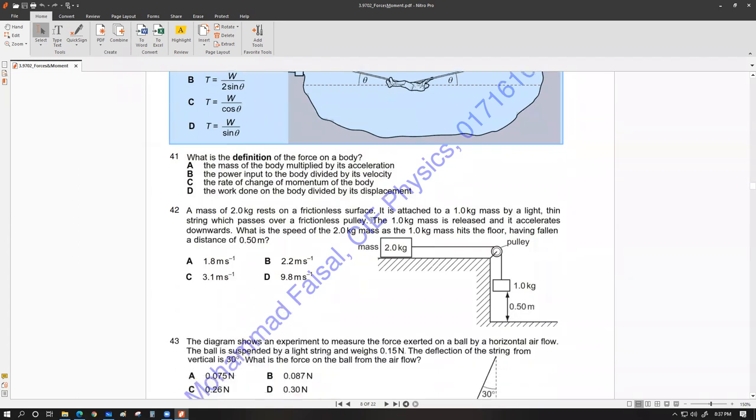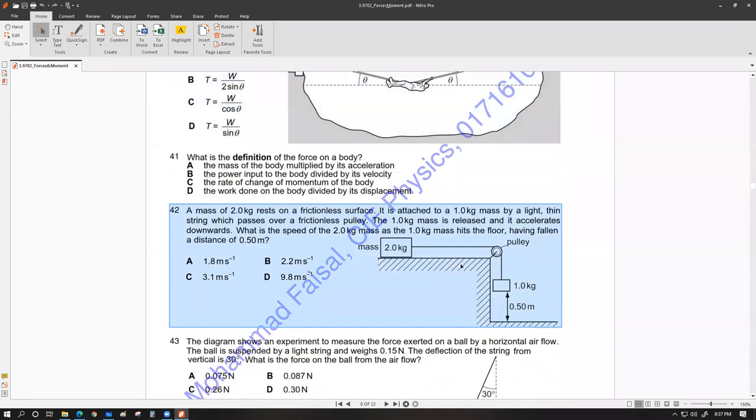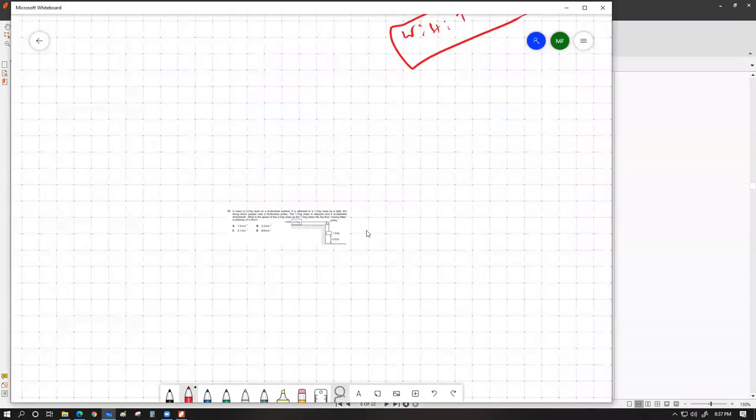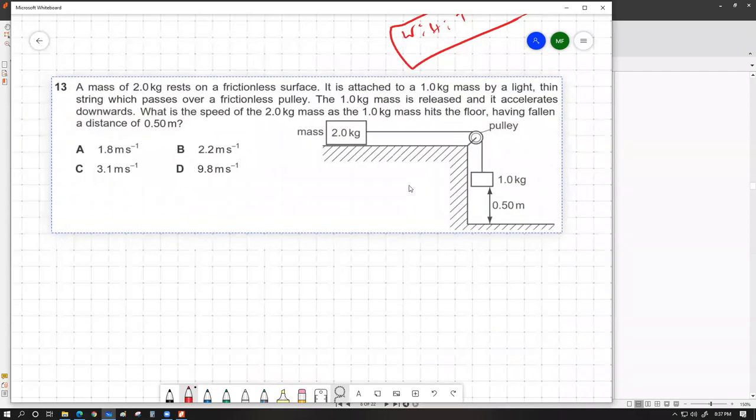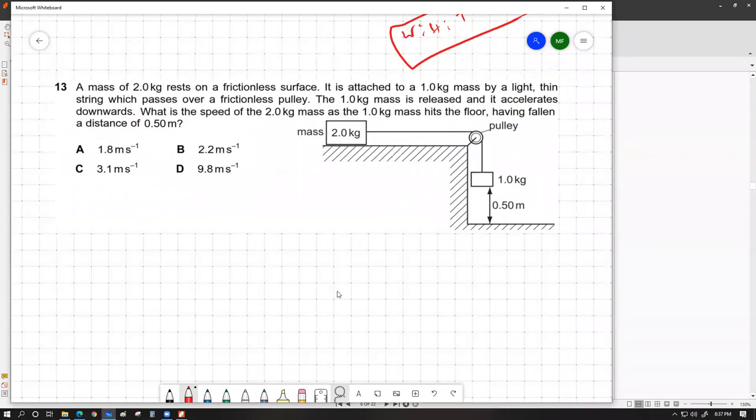Yes. 42 is a pretty nice question. We're going to go for it. Have a look at question number 42. This is a pretty interesting one, and you just need to understand what is happening over here.